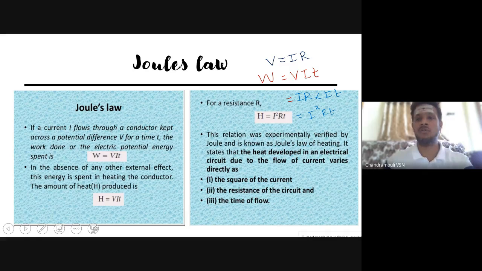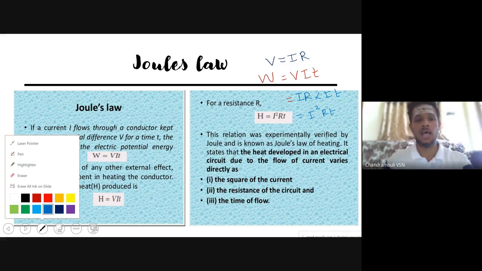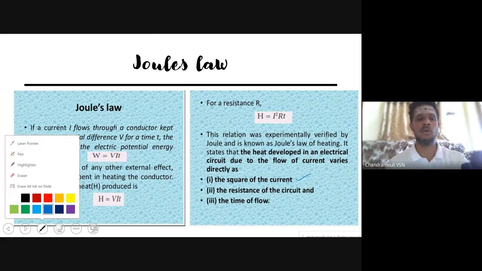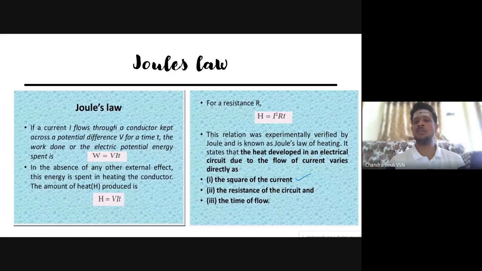Finally, the amount of heat is I square RT. The amount of heat produced is directly proportional to the square of current. It also depends on the resistance of the circuit, and finally the time of flow. So H is proportional to I square, H is proportional to R, and H is proportional to T. The proportionality constant is 1. So finally, we get H is equal to I square RT.